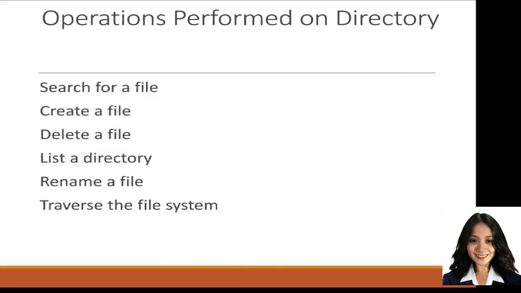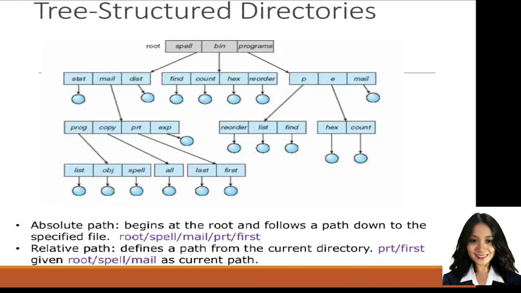There are six operations performed on a directory: search for a file, create a file, delete a file, list a directory, rename a file, and traverse the file system. Structured directory: the directory is structured in the form of a tree. It also has a root directory, and every file in the system has a unique path. A directory within a tree-structured directory may contain files or subdirectories. Special system calls are used to create or rename directories.